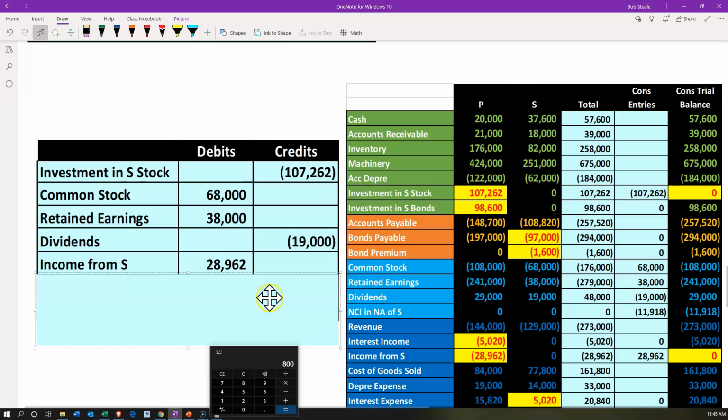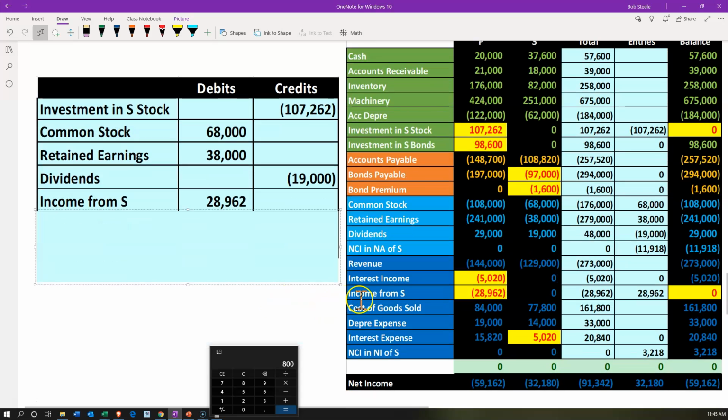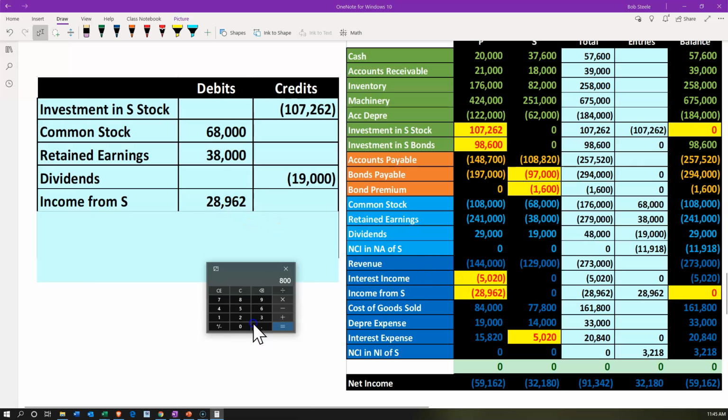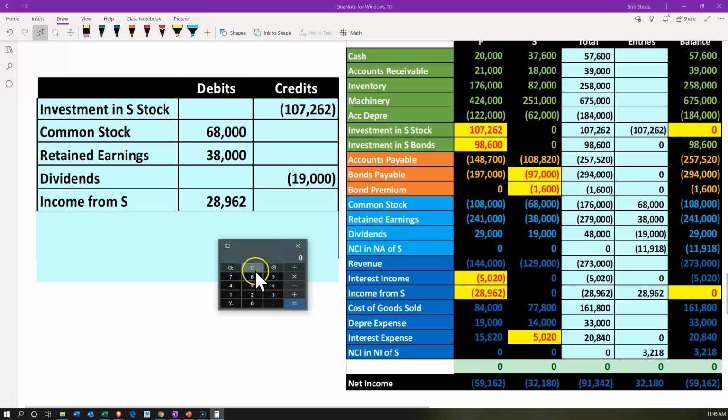Then we're going to go down to the income. So we have the income from S. It's going to be removed at the 28,962. We're going to remove that same amount here. We can recalculate it, however, to think about how that amount came about. We saw it in the equity calculation.